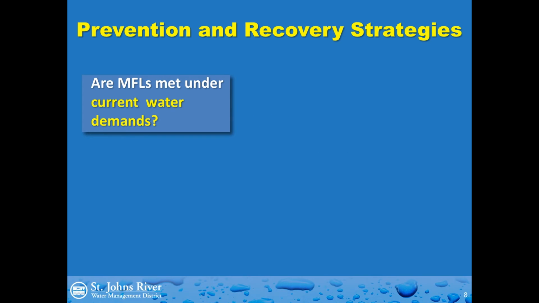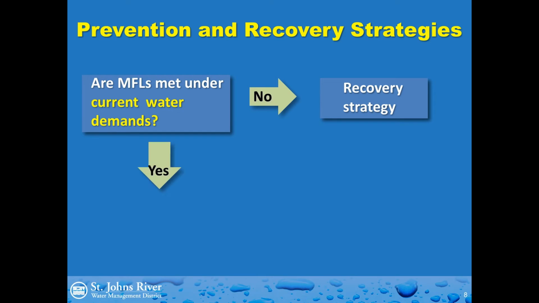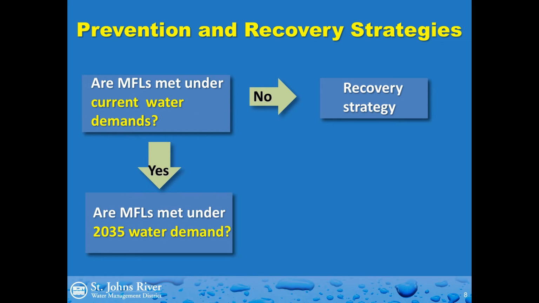To determine if a prevention strategy or recovery strategy is needed, first we determine if the MFLs are currently being met. So this is the first question: are they being met under current water demands? If the answer is no to this question, then it is said to be in recovery and a strategy is needed to ensure compliance with the MFL. If the answer is yes, it's met under current demands, then the next question is whether it's being met at the planning horizon. Currently, we're using the 2035 water use demand for this planning horizon assessment.